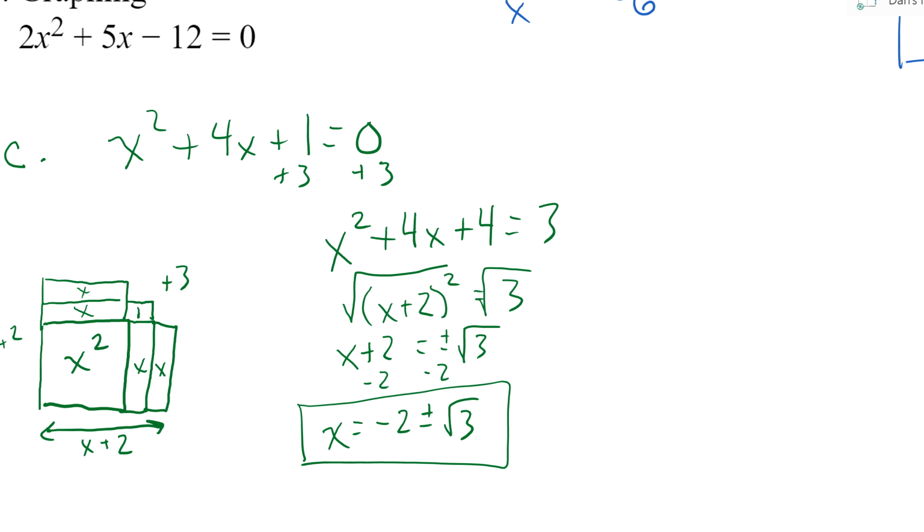If you really wanted to find a decimal answer, you can type that into a calculator. Negative 2 plus root 3, get a number. Negative 2 minus root 3, get a number. But you leave it like that, you're good. Bryce?